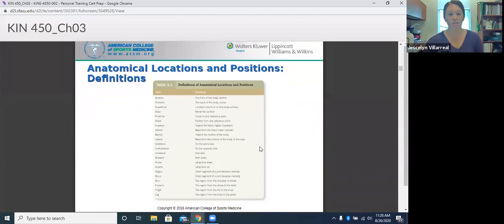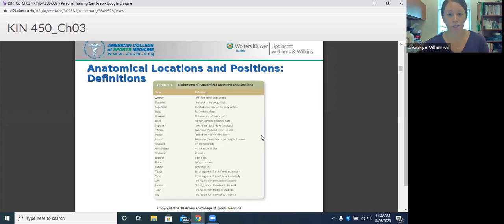You'll see a lot of charts and tables in Chapter 3. Go ahead and print that stuff out, study them. Definitions of anatomical locations and positions are here. So you'll see anterior, front of the body, posterior, anything in the back. You'll have anterior and posterior muscle groups. Those might be agonists, antagonists later on.